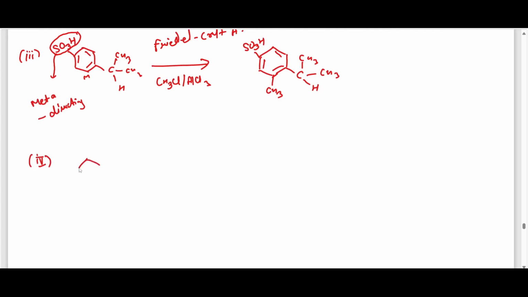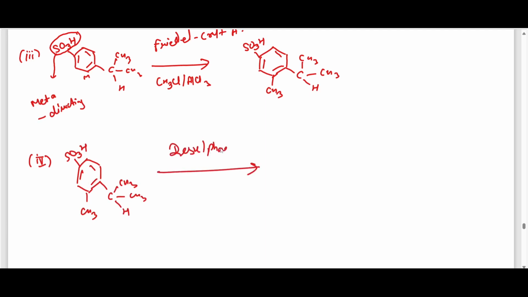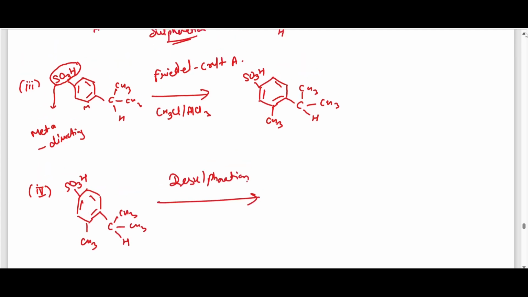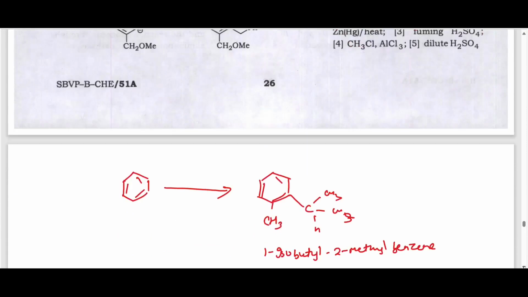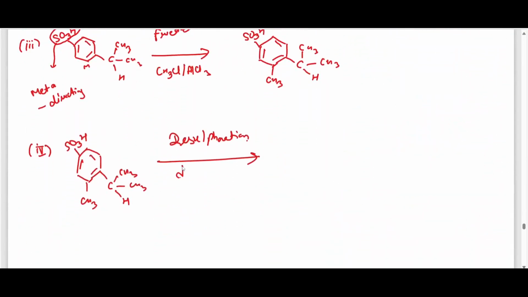In the fourth step, desulfonation will take place. Desulfonation, in which the sulfonic acid group will be removed, will be carried out in the presence of dilute sulfuric acid. Again, dilute sulfuric acid is added to remove this sulfonic acid group.